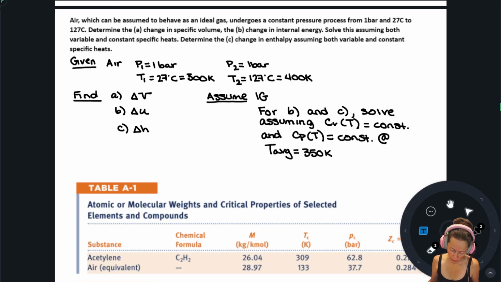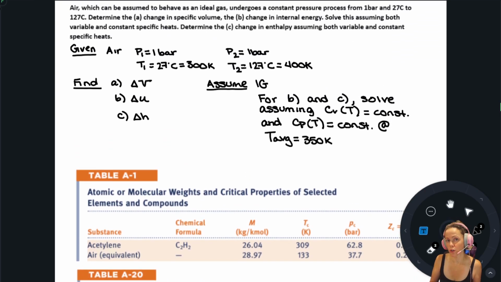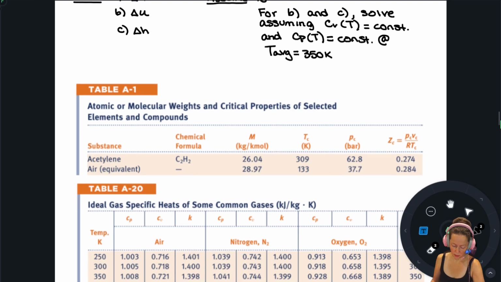Okay, so I went ahead. I've got all the relevant tables that I need. So let's just look at those tables and see what information is useful there. Right? So table A1, I have my molar mass here. So that's going to be a useful thing.